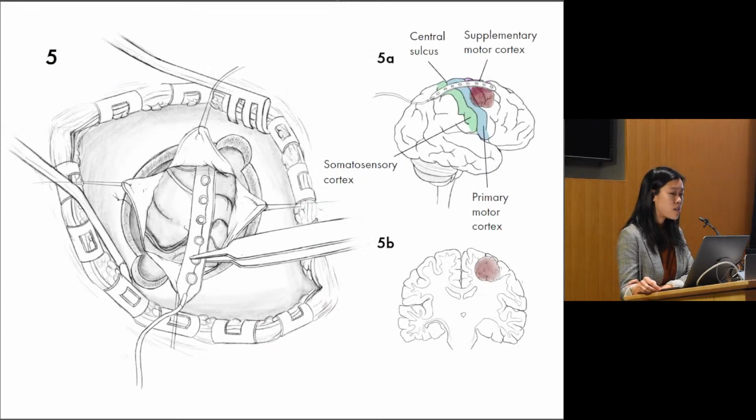An electrode strip is then used to determine the location of the tumor in relation to the motor cortex. As shown in Figure 5a, the tumor in this case was located in the supplementary motor cortex, just anterior to the primary motor cortex. Figure 5b illustrates the location of the tumor in relation to the longitudinal fissure between the 2 hemispheres.